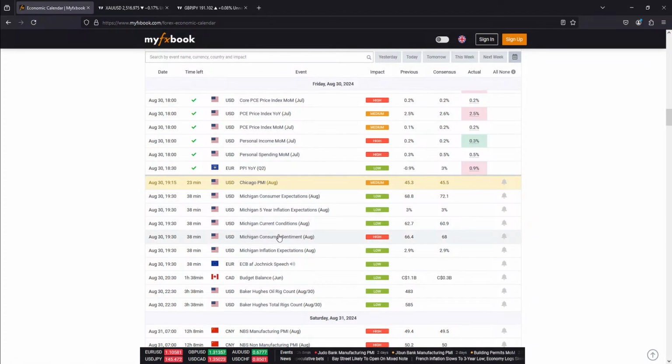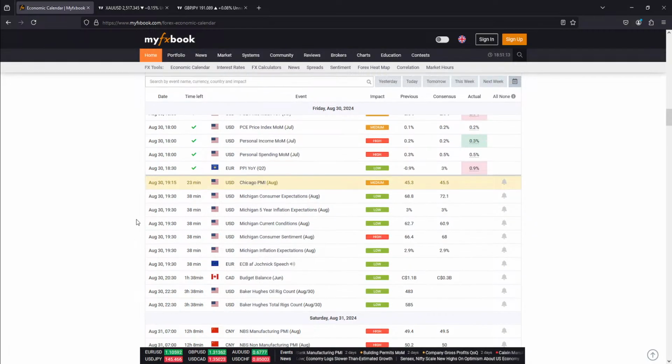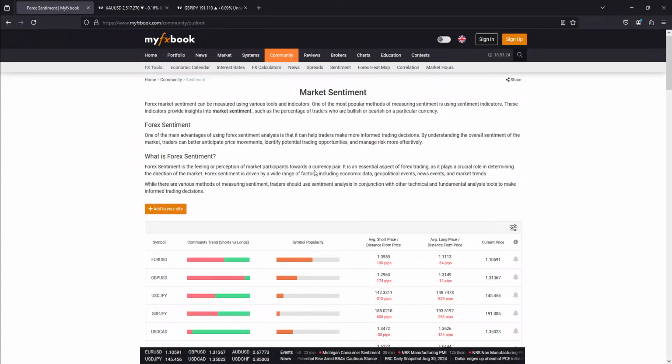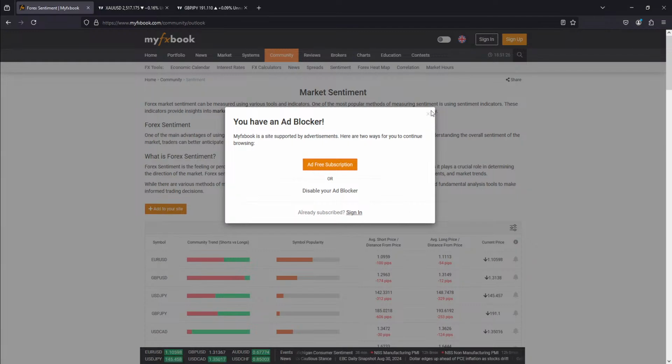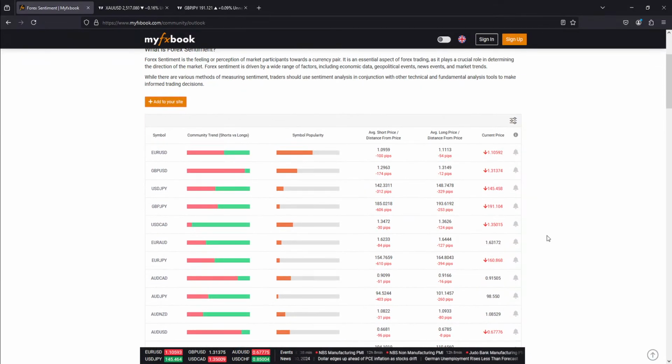So now there is some high-impact news in US dollars after 38 minutes. Let's have a look at the sentiments at this point. If some of you don't know what the market sentiment is, I'll just explain a little bit. Basically, in simple words, sentiments are the traders' positions, right?